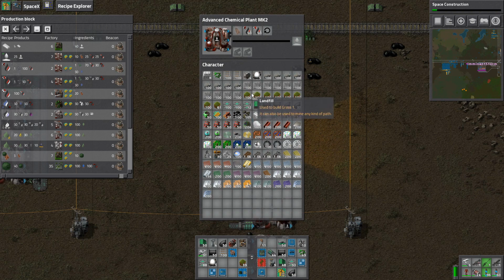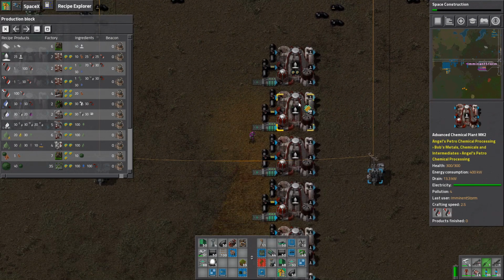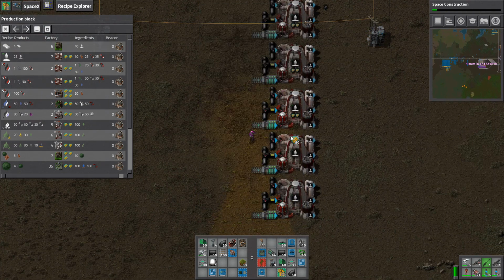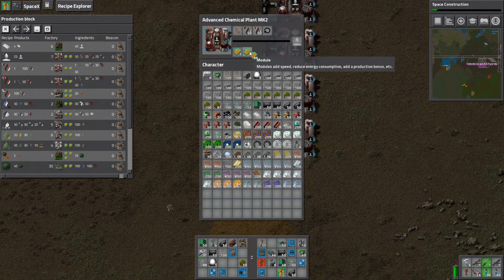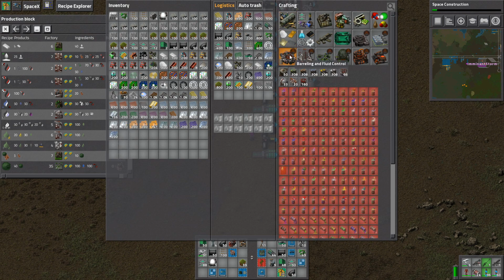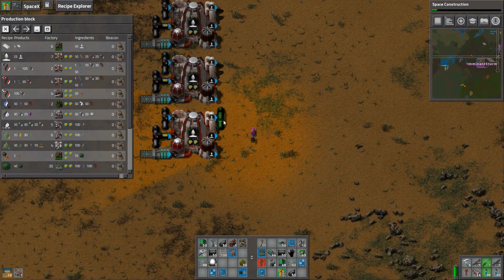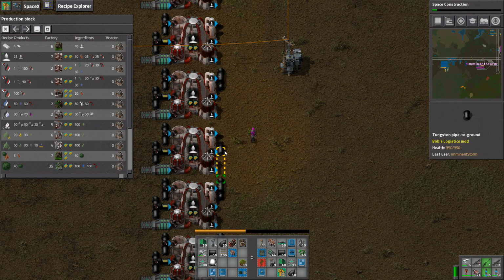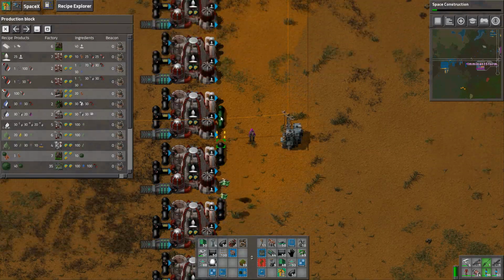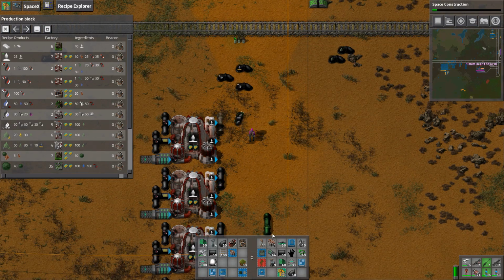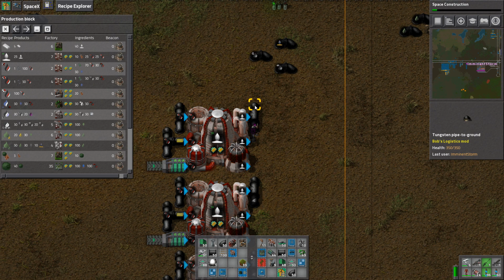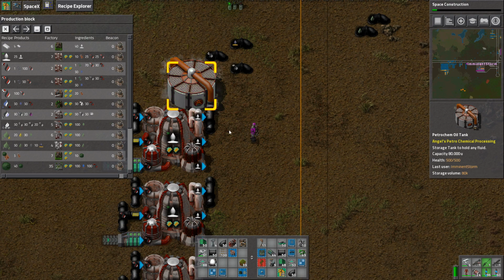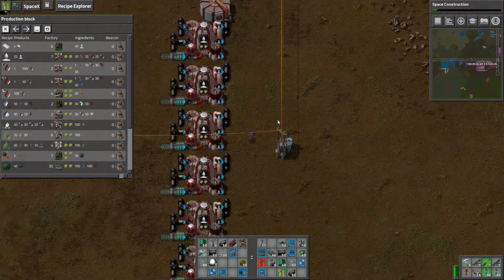Oh, hold on. Let's go ahead and get the speed modules in here before I forget. Oh, and there's one other thing that I want to hook up. The output. That was misplaced. There we go. There, and there, and then there, and then there. And then hook up the tank there. All right, good.